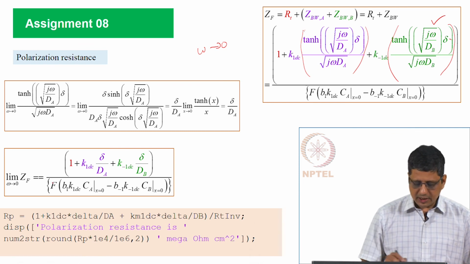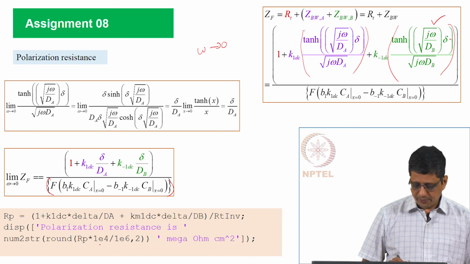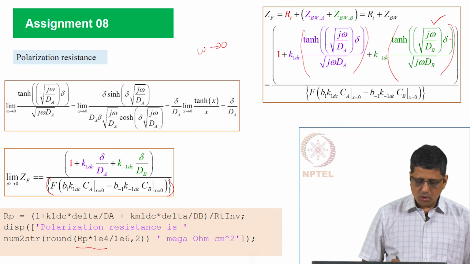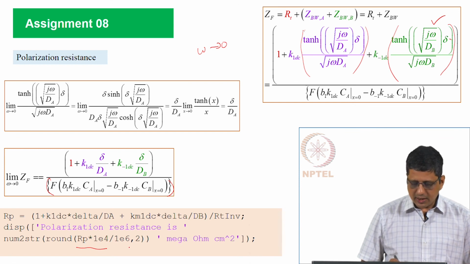So, I have written the expression here. This is actually RT inverse, so you do not have to recalculate it. You can use the expression that was used before. The value comes to be very high. So, instead of expressing that as ohm centimeter square, I had divided that by 1/6 and expressed that as mega ohm centimeter square.